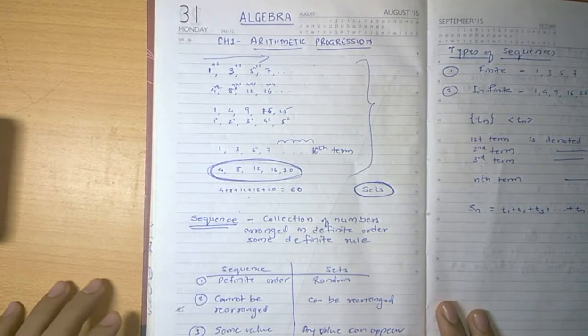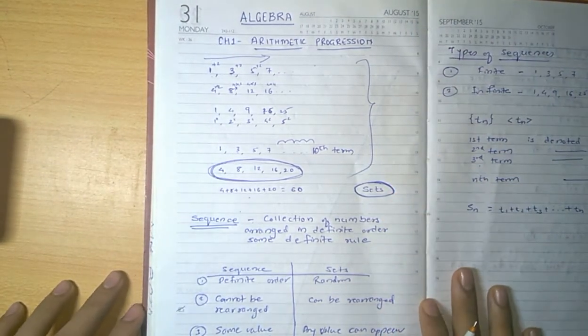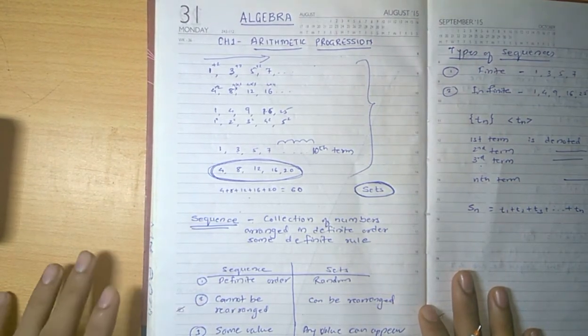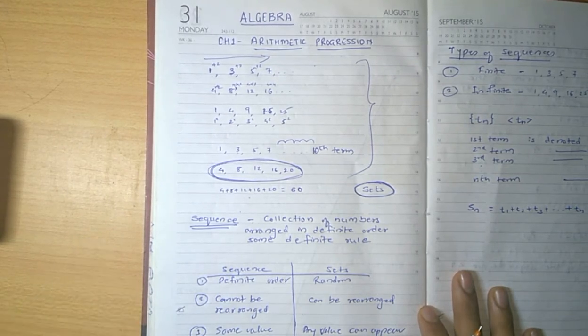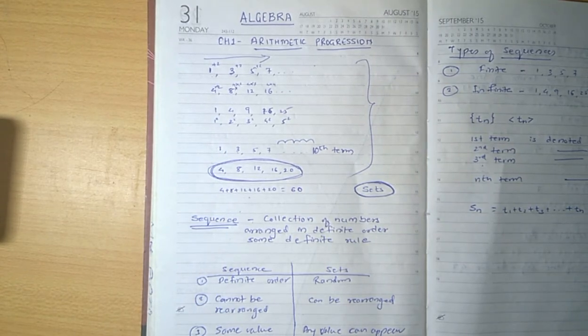So in my previous video I have started with algebra, the first chapter of algebra, that is arithmetic progression, and we have learnt something about sequence and the difference between sequence and sets. Let's have a quick glance at it and move further. So what is a sequence? A sequence is a collection of numbers which are arranged in a definite order according to some definite rule. And a set is also a collection of numbers.